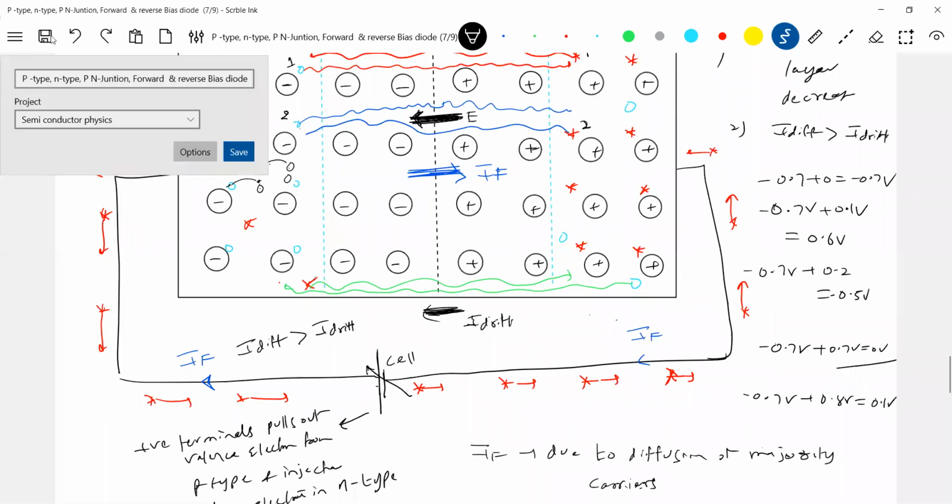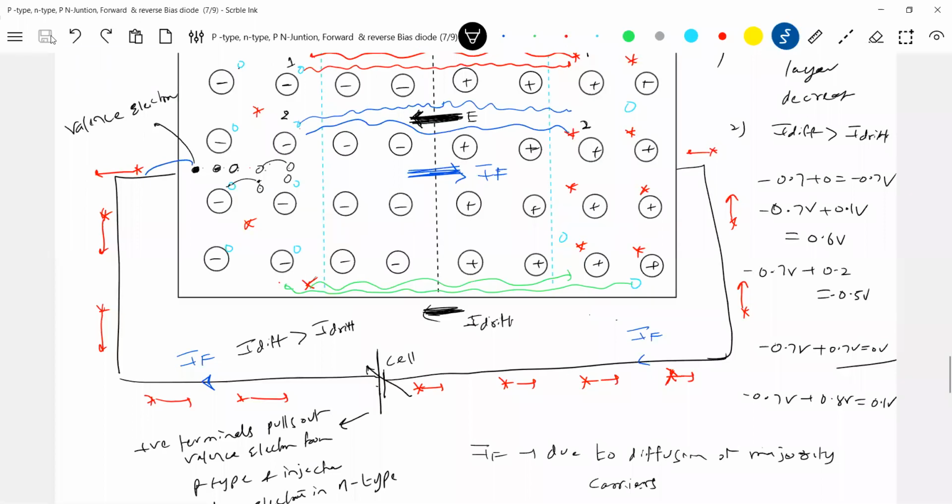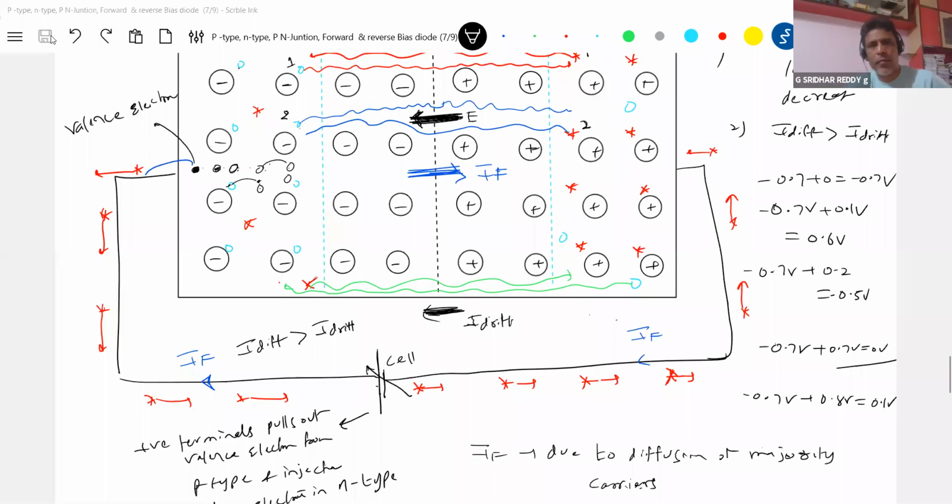Any doubt? If you want, you can clarify. Any doubt? If you have, you can clarify. I'll wait. Any doubt? If you have, you can clarify it.